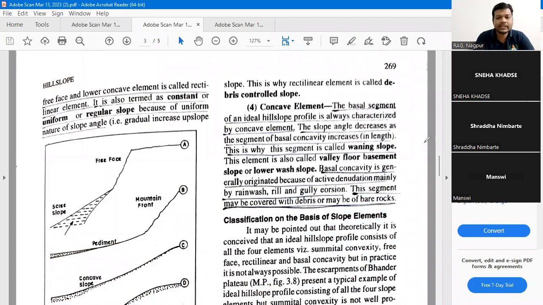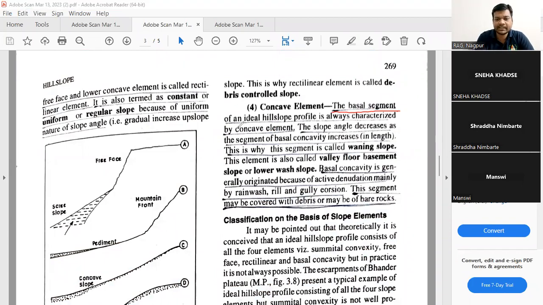And the last one is the concave element. The basal segment of an ideal hill slope profile is always characterized by a concave element. So every time the slope will end like this. The slope angle decreases as the segment of basal concavity increases. If more length is there, then the slope angle will decrease. This is why the segment is called waning slope.